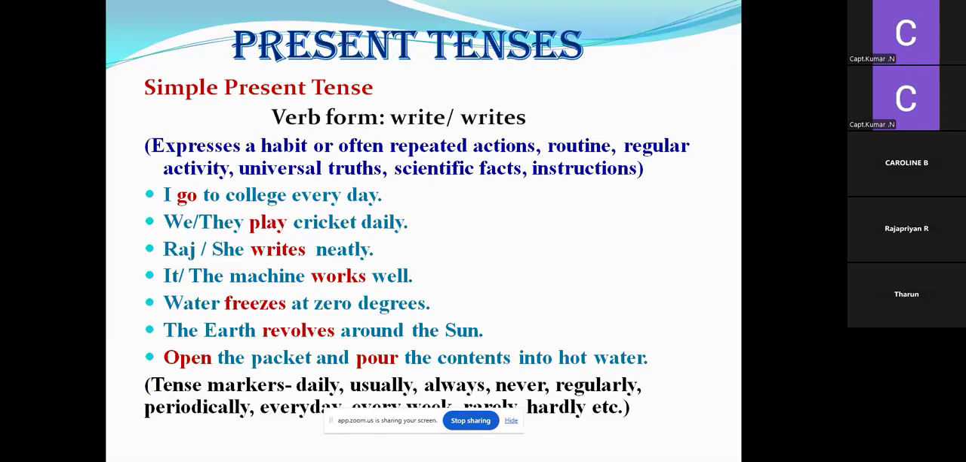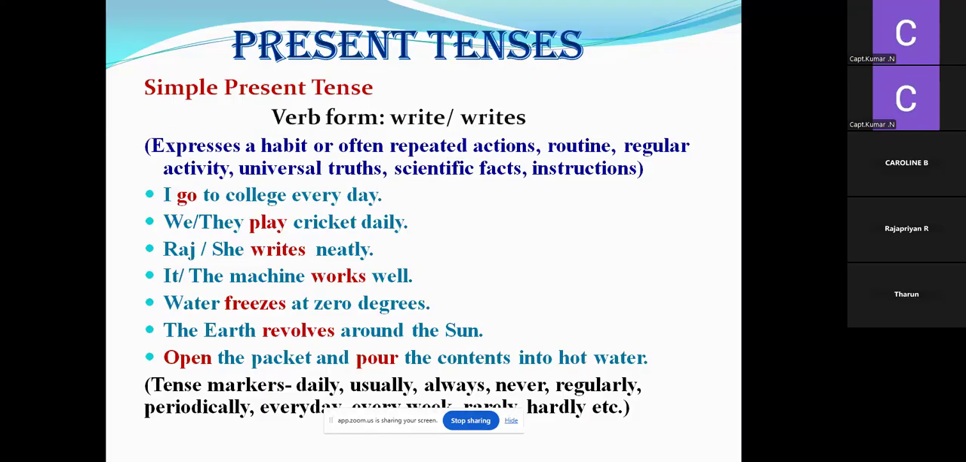Now these are the tense markers. I am telling this because you all are going to attend an exam. So fill in the blanks, or choose the correct answer, or error spotting. These are the words which will tell you what tense is necessary there. So in fill in the blanks, if you find these words in the sentence, you can immediately guess it is a simple present tense sentence.